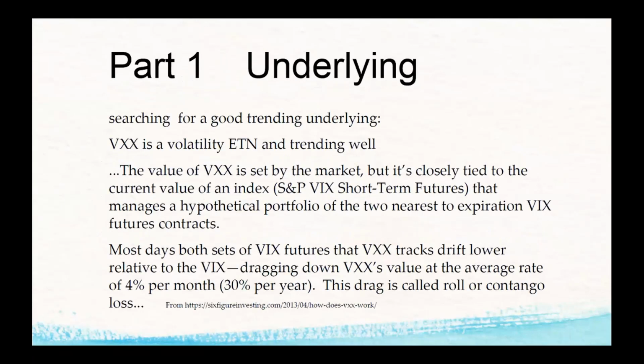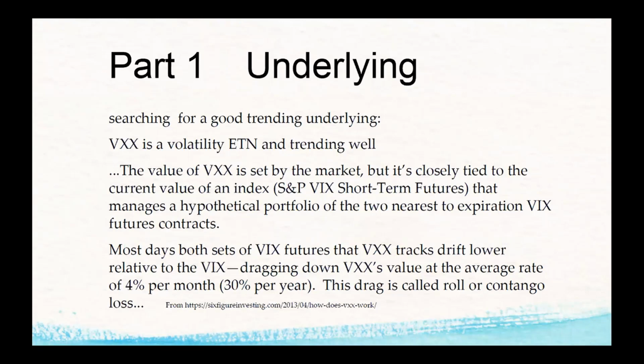Part 1, the underlying. This is from six-figure investing. You see it at the bottom. Searching for a good trending underlying. VXX is a volatility ETN and trending well. The value of VXX is set by the market, but it's closely tied to the current value of an index. That's the S&P 500 VIX short-term futures that manages a hypothetical portfolio of the 2 nearest to expiration VIX futures contracts, only the 2 nearest.